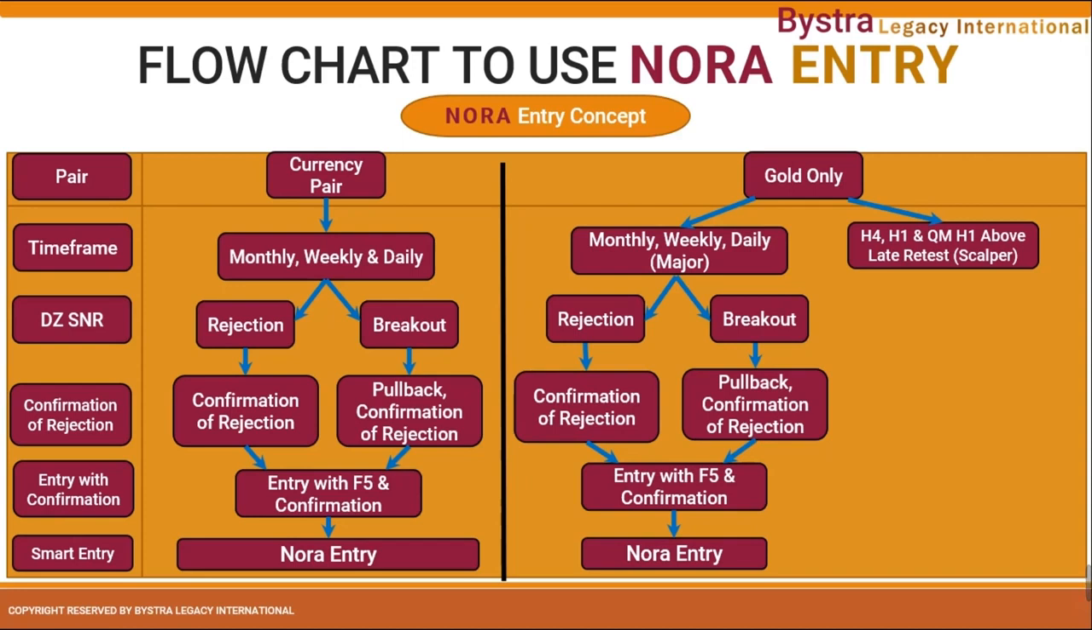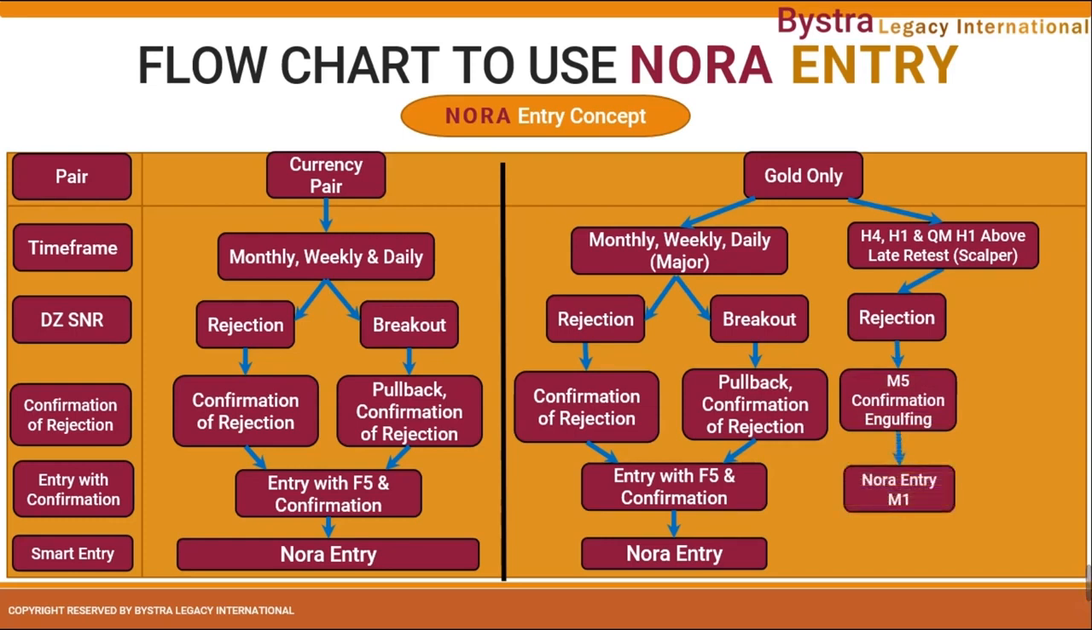However, for the QM H1 or H4 time frame, for the LED retest, this one doesn't require the second movement. We can just mark the left shoulder and we will monitor the zone and we will entry using the Nora entry. I will teach this one again at the end of the course. Same thing goes when there is rejection, there is a confirmation of rejection, then only we will entry. This one will be a little bit different from here. When a rejection happens here, normally the M5 engulfing, we will entry on the M1. The secret to entry on the M1 using the Nora entry, we will do later on.